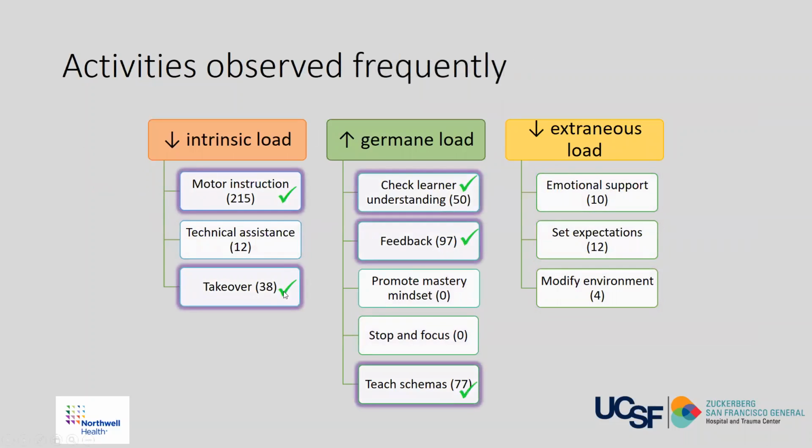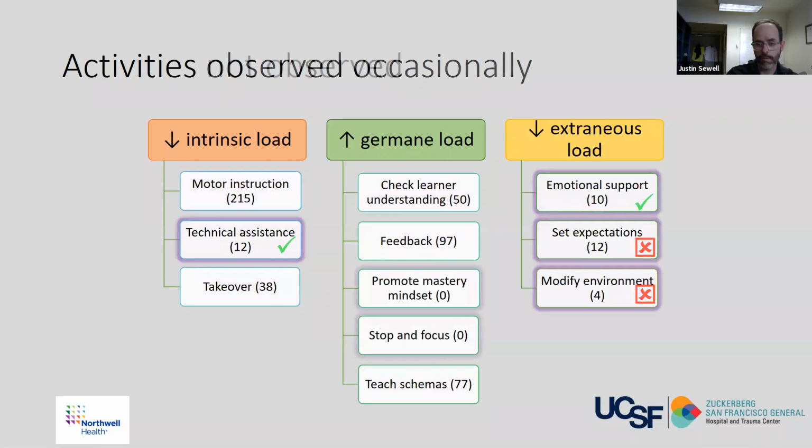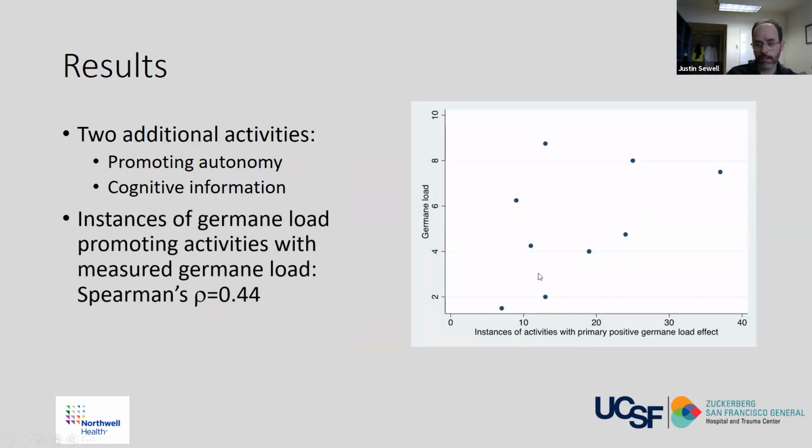So that is mostly these 3 activities, as well as the promoting autonomy. And so when we ran this correlation, you can see that there is, I think, a visual pattern here where there are more instances of germane load promoting activities. There appears to be greater germane load, and in fact, the Spearman's correlation did show a moderate correlation of 0.44.